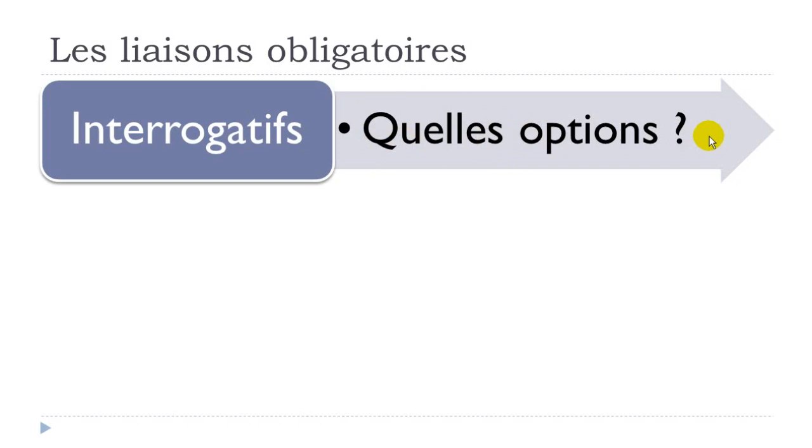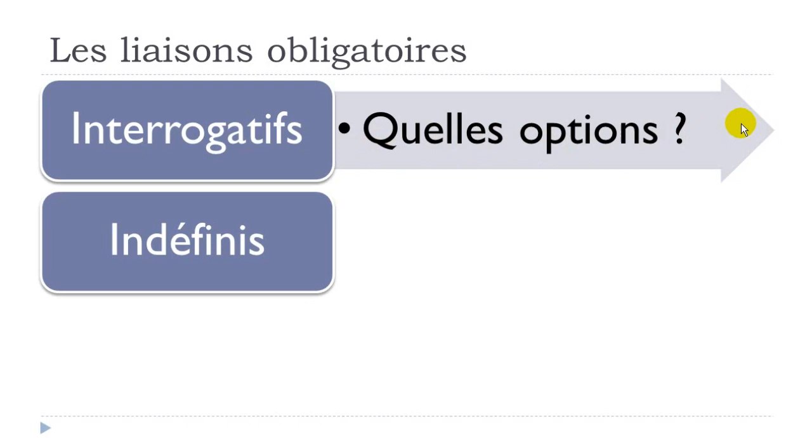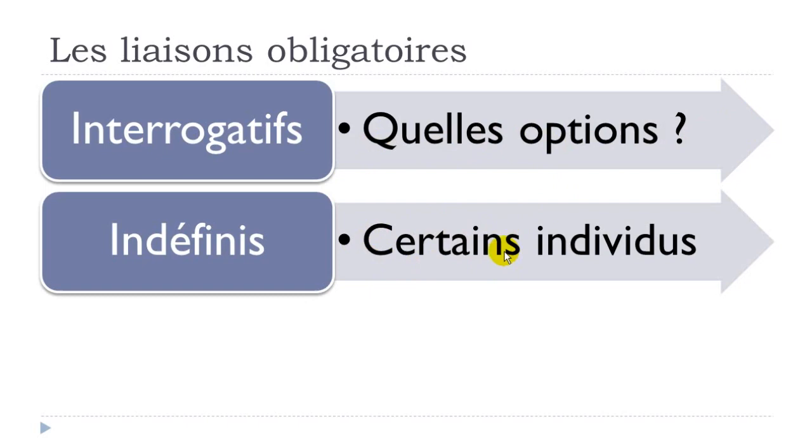And then if you heard from the beginning, you know, the concept of this liaison is that you don't make any pause between the two words. Quelles options? It's really a link between the two. Quelles options? Indéfini, exactly the same rule. In that case, you've got certain, indéfini, and it is here at the plural form. Individu, plural, starting with a vowel, you make the liaison, certains individus. Certains individus.